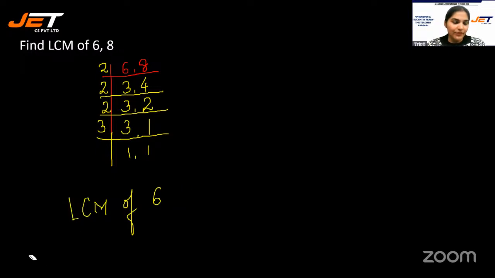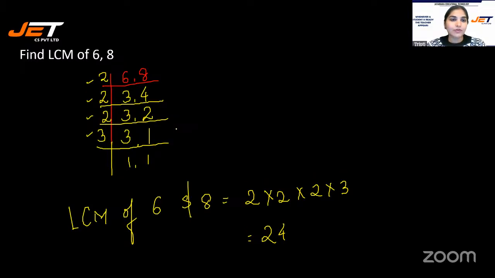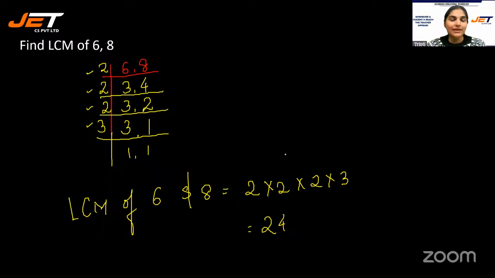So the LCM of 6 and 8 is equal to 2 times 2 times 2 times 3. 2 times 2 is 4. 4 times 2 is 8. 8 times 3 is 24. So I can say that the LCM, least common multiple, of 6 and 8 is 24. Okay? 24 is the LCM of 6 and 8.